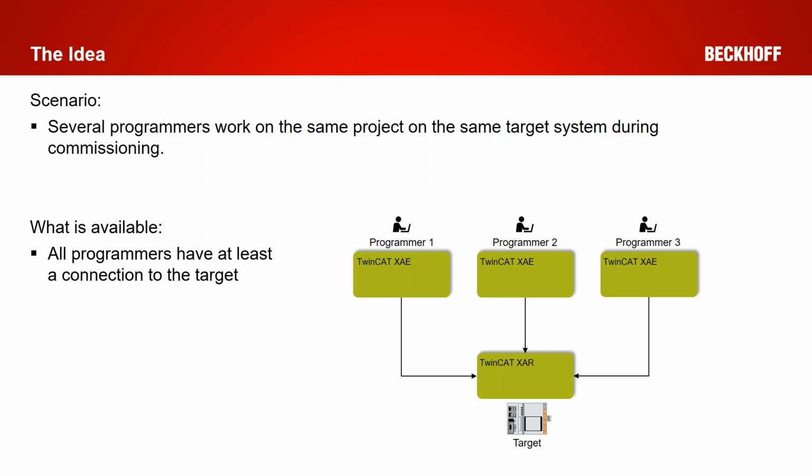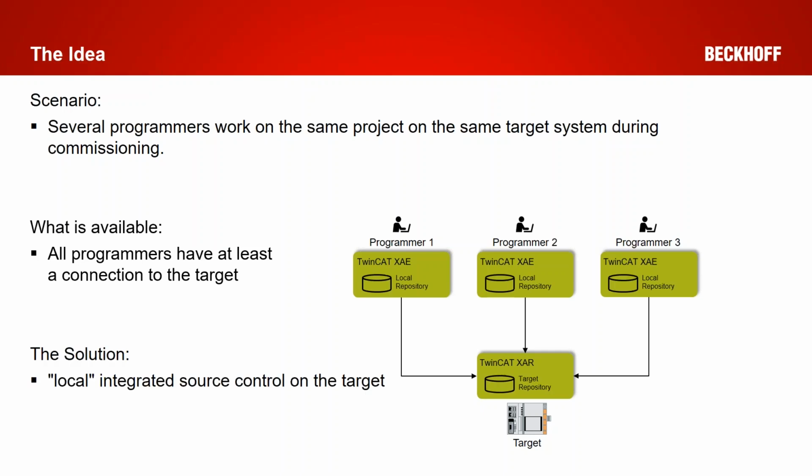So how can we provide multi-user functionality? As you see here in the picture, the central point is the target system. So why not use this target system to provide a target repository, which we use for synchronization purposes. In an optimal way, each programmer also has a local repository so that you can work with the support of the source control functionality.